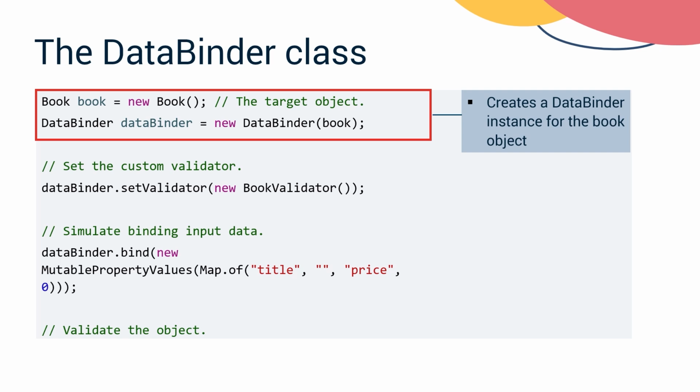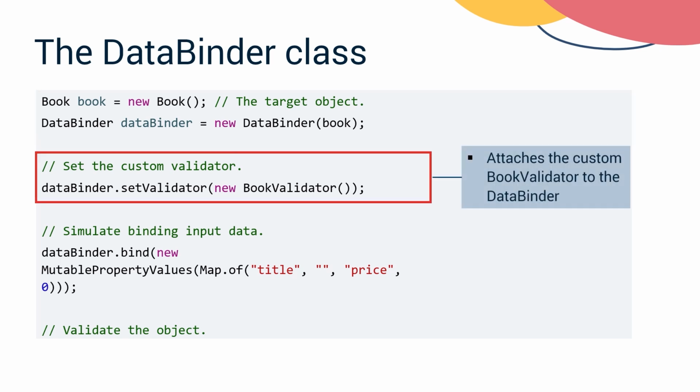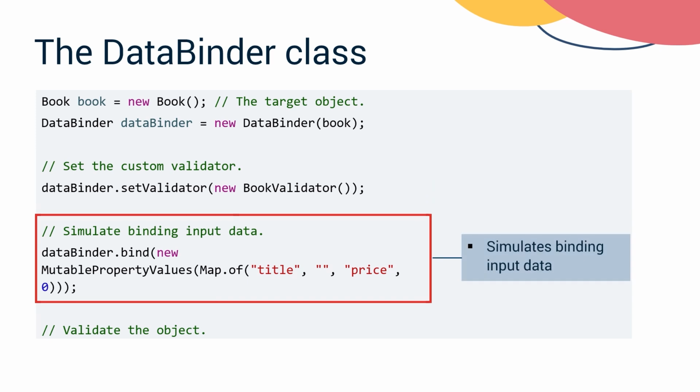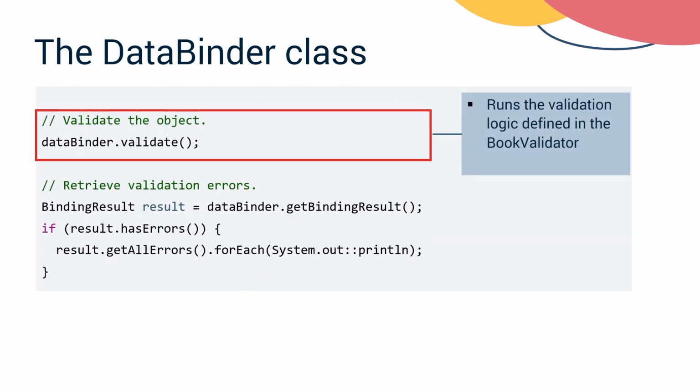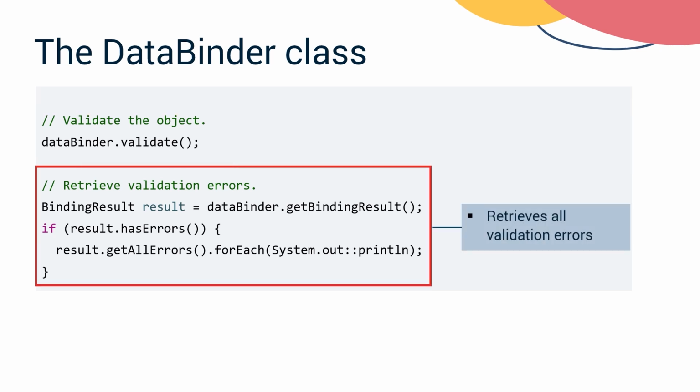new DataBinder creates a data binder instance for the book object. dataBinder.setValidator attaches the custom book validator to the data binder. This is the validator you created previously. dataBinder.bind simulates binding input data, such as input from an HTTP request, to the book object. dataBinder.validate runs the validation logic defined in the book validator. result.getAllErrors retrieves all validation errors for further processing.